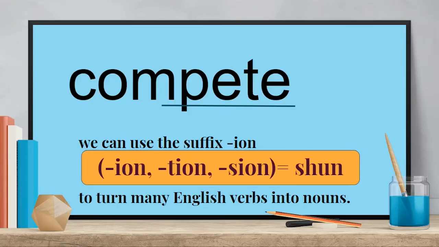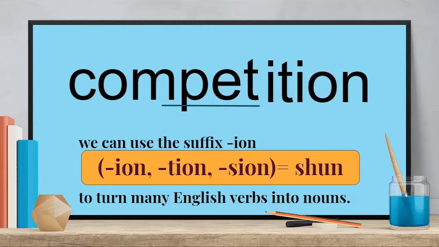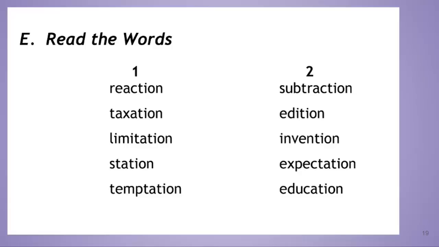And then the last suffix that we'll talk about is shun, ION, TION, or SION, and we use this to turn English verbs into nouns. So we can compete, or we can have a competition. We've changed the E to an I here. It's a tricky rule. We'll talk about it later. But we have a lot of words that we can add this ION ending to, this shun ending.